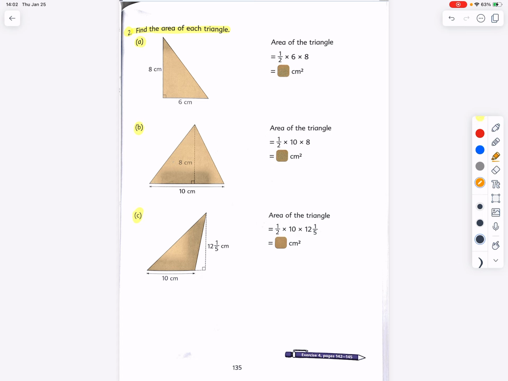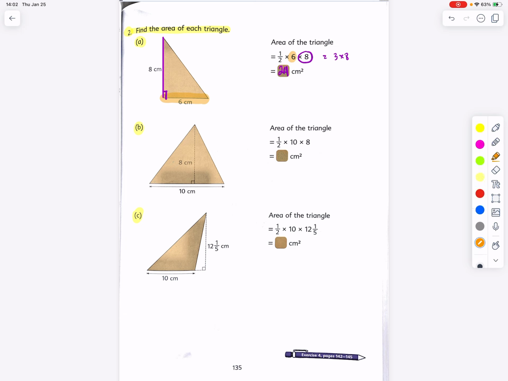Super easy. Step 1, identify the base. Well, not that difficult. For example A, the base is 6 centimeters. Step 2, identify the height. In this case, the height is one of the sides of the triangle, and it's 8. Therefore, we have half of 6 times 8, which is the same as 3 times 8, and it's 24 square centimeters.